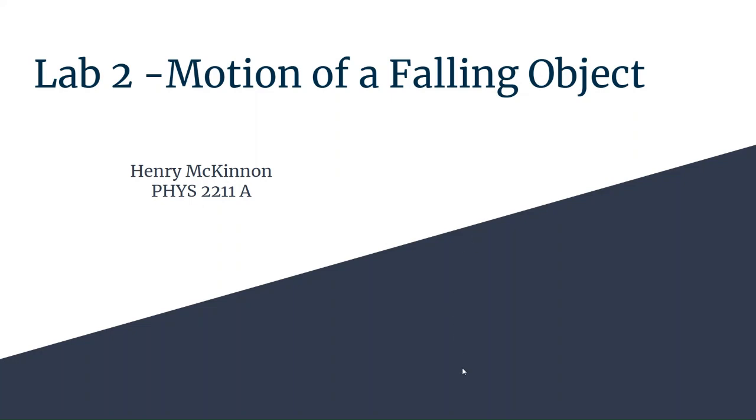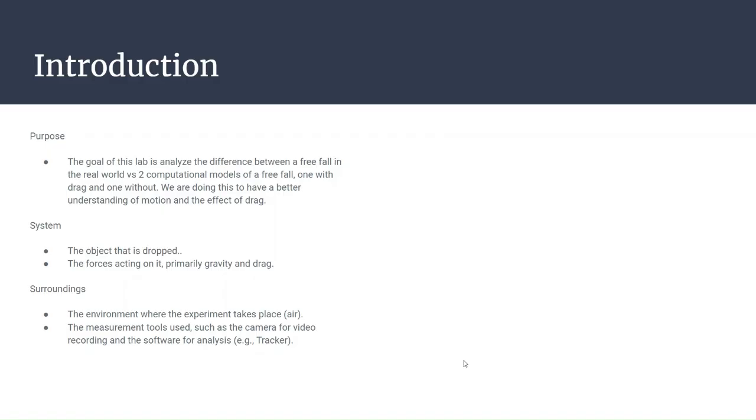I'm here to present to you my Lab 2, Motion of a Falling Object, for Physics 2211. First off, the purpose of this lab is to analyze the difference between a freefall in the real world versus two computational models of a freefall, one with drag and one without. We are doing this to have a better understanding of motion and the effect of drag.